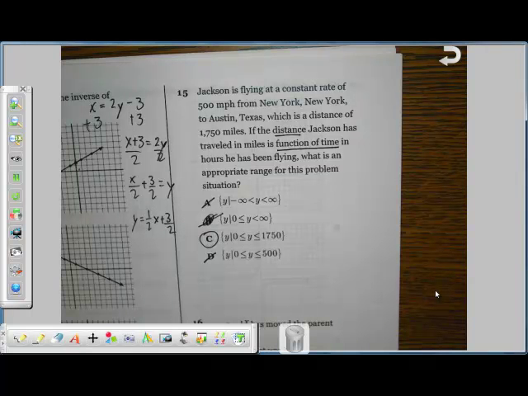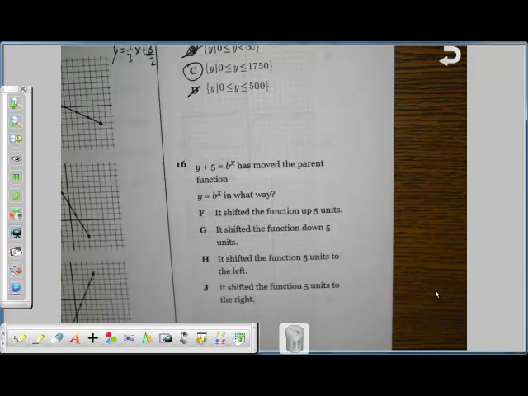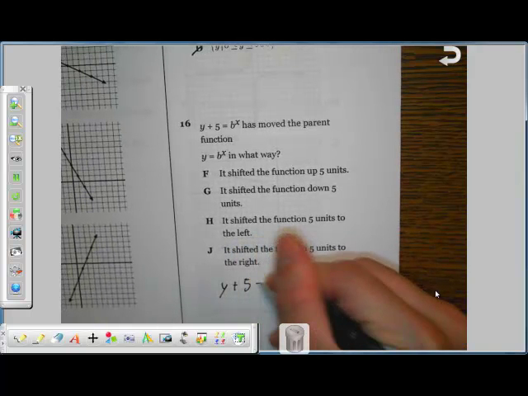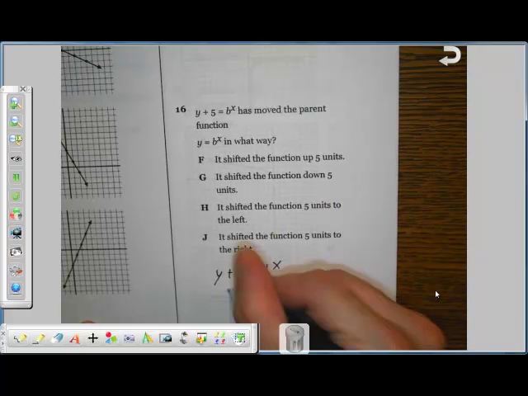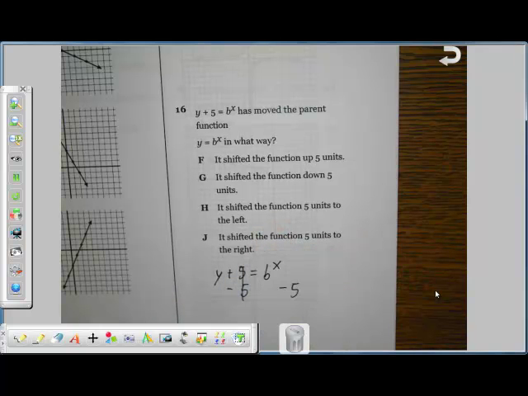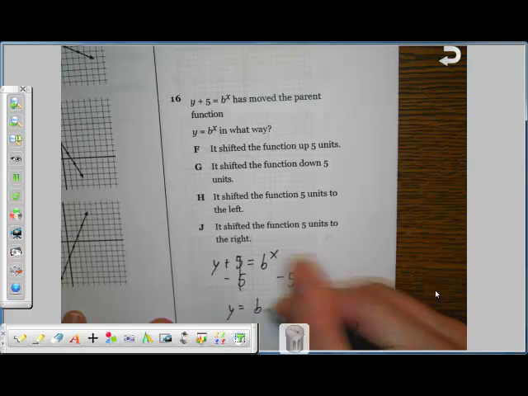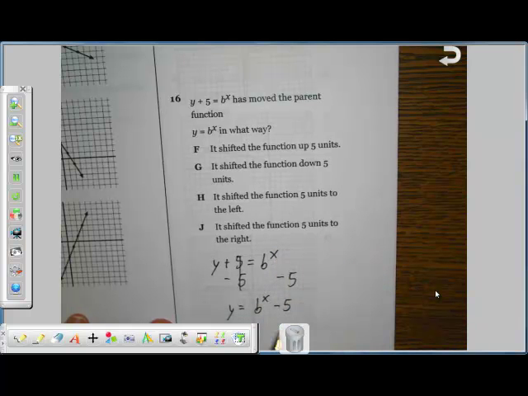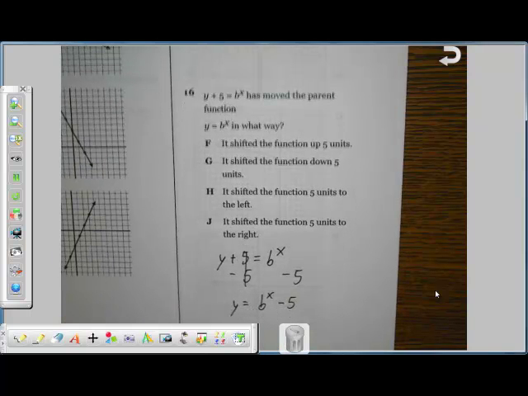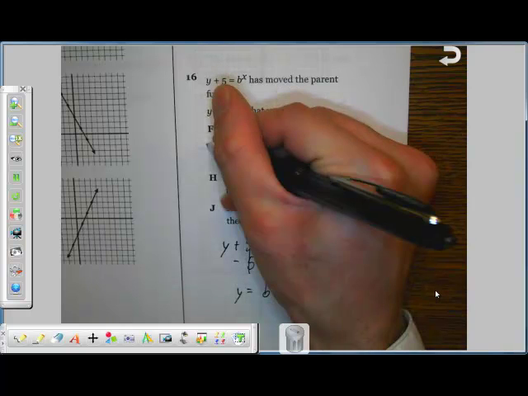Okay. For number 16, y plus 5 is equal to b to the x. It is moved in what way? Here is the thing you have to recognize. Do I like having y with its friends? No, I do not. So you are going to say, okay, y plus 5 is equal to b to the x. I am going to subtract 5 from both sides. And y equals b to the x minus 5. Now typically when I have a constant out here all by itself, if I'm subtracting 5 from the y, which way am I going, up or down? I am going down. So the correct response is G.